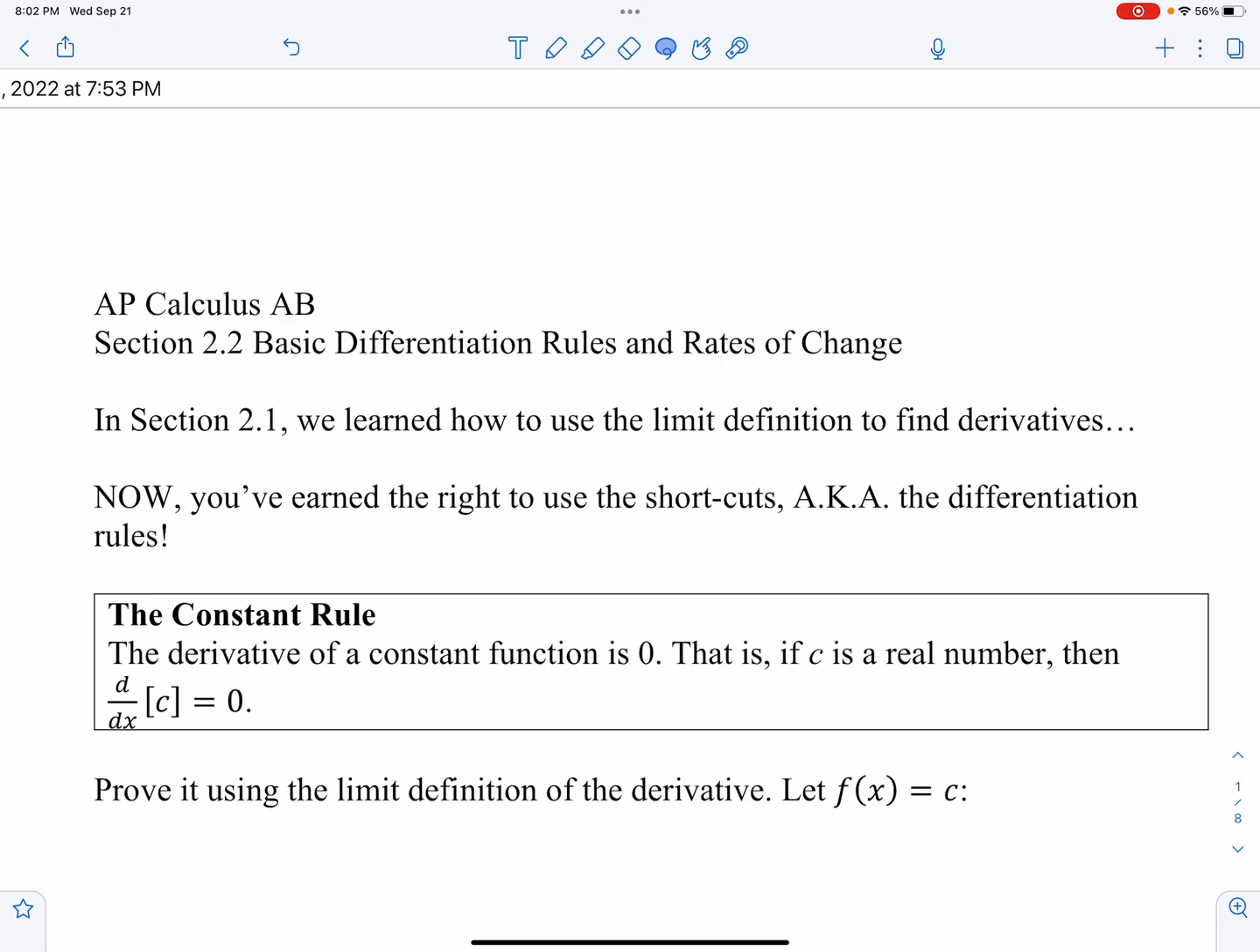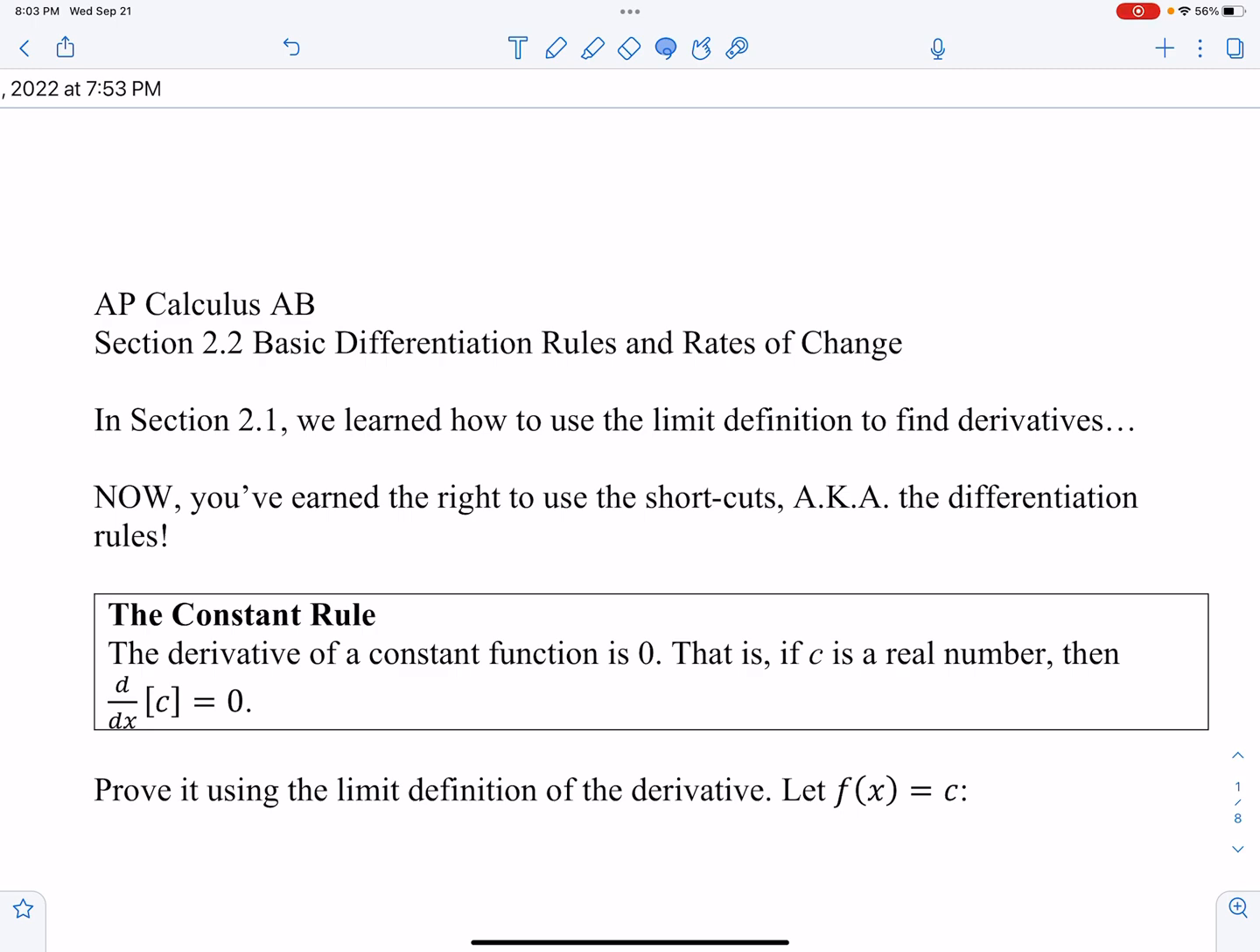But now you've used the limit definition for a couple days. You have earned the right to use the shortcuts. And I know some of you have really been waiting for this. So we're going to start exploring the different differentiation rules. We're going to look at the very basic ones in this lesson.